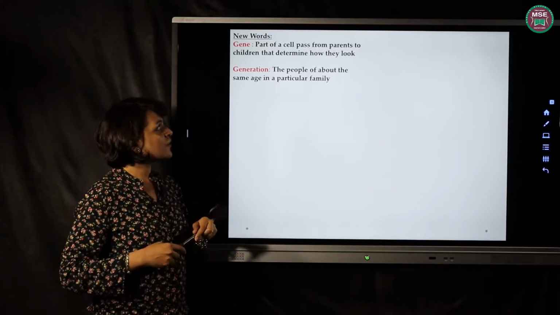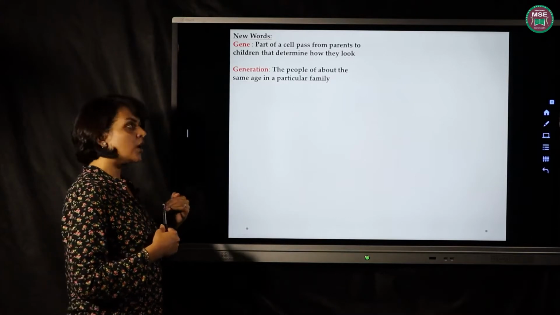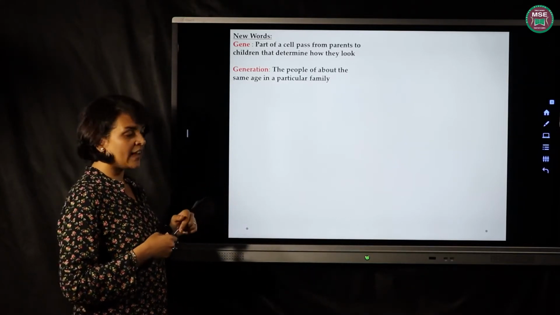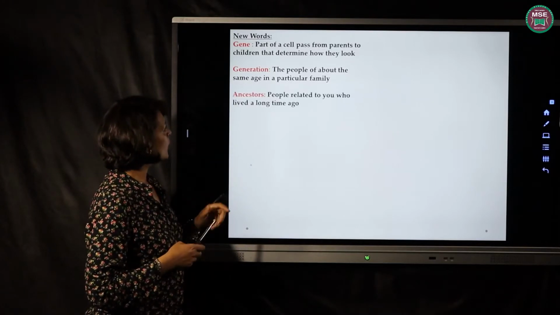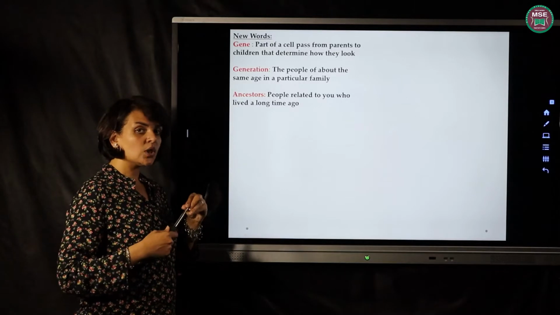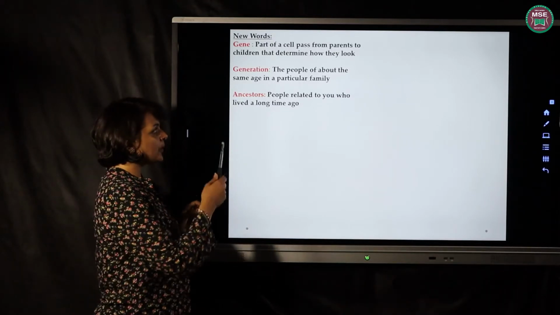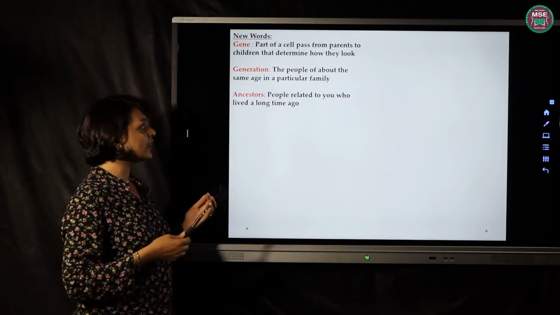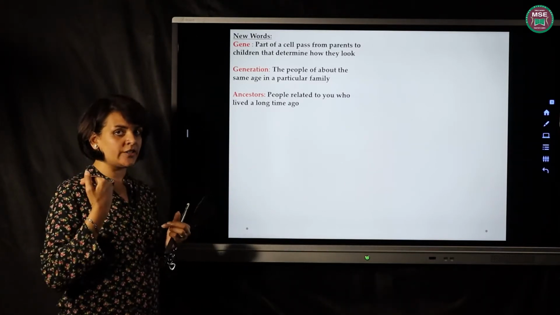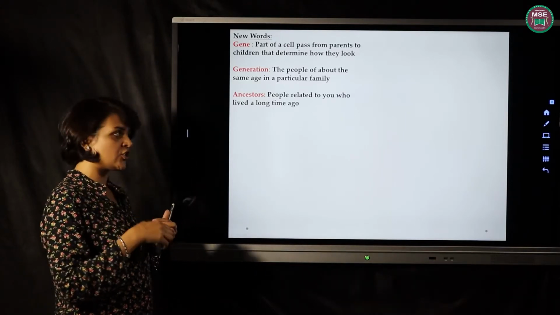What is the meaning of generation? I have mentioned this word before. Generation means people from different ages in the family. Ancestors. Who are the ancestors? They are people related to you who lived a long time ago. So they are older than you. They are not the same age, but they lived in the old ages before.